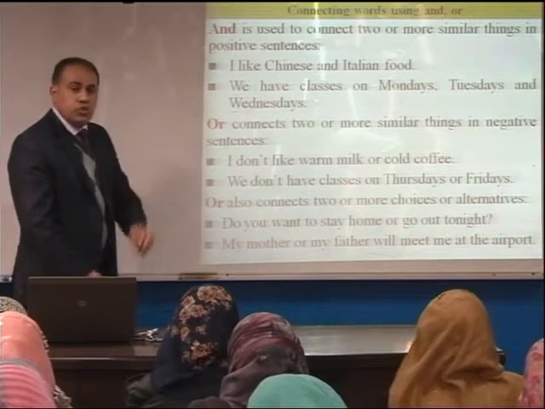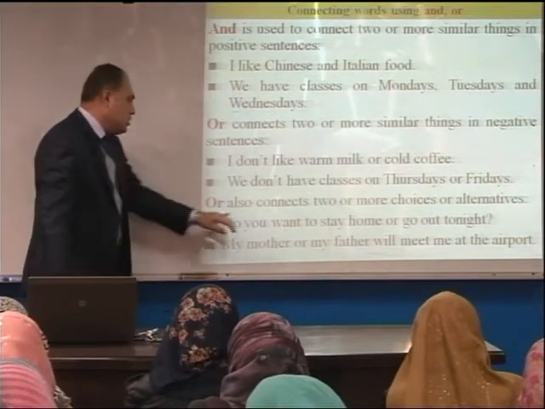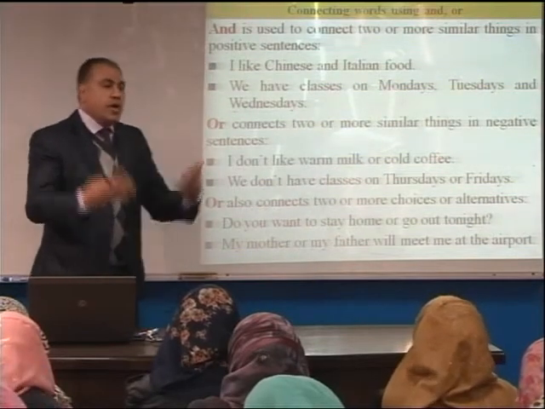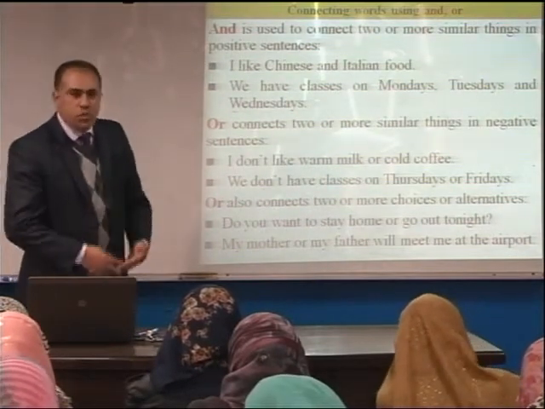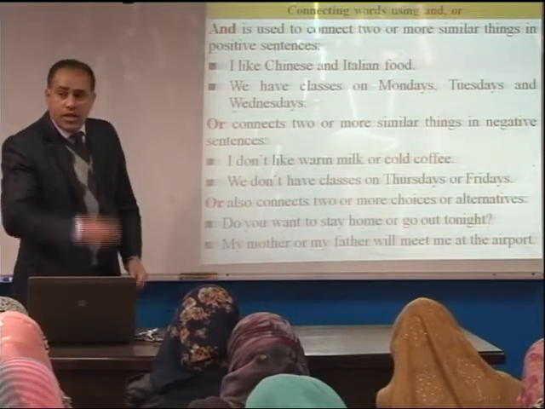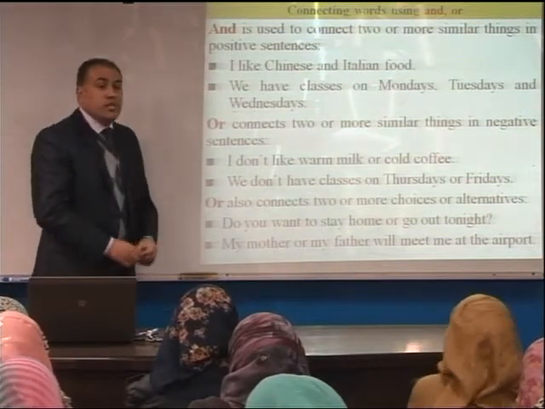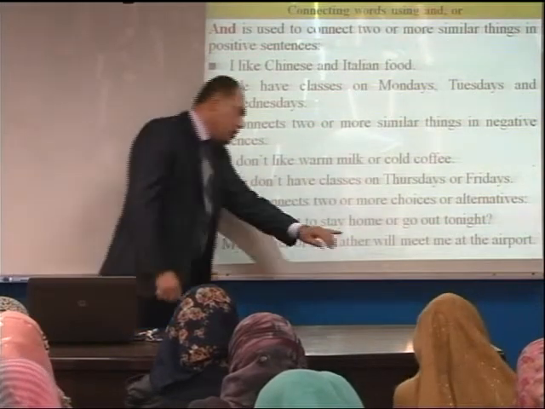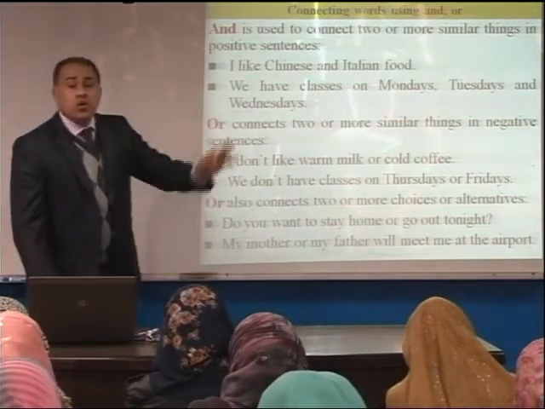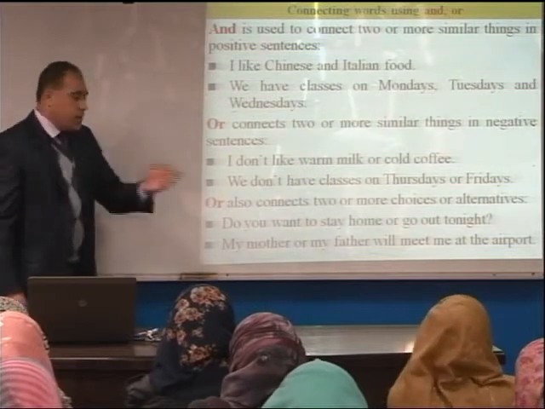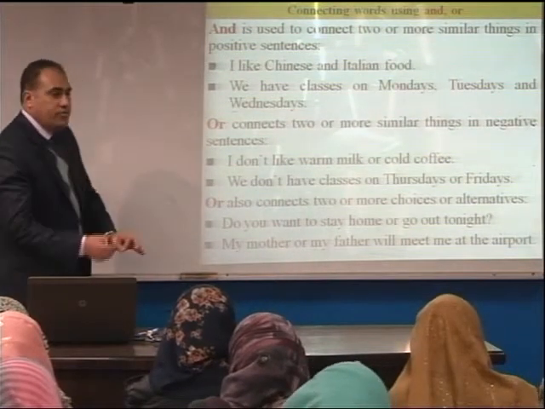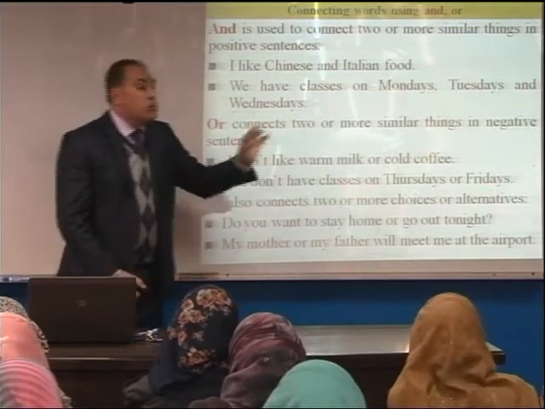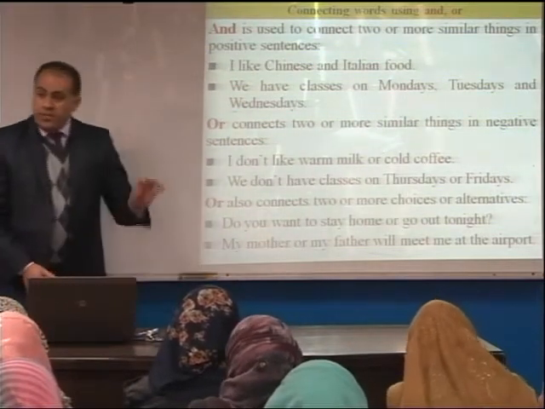There is a second use for or, which is to connect two or more choices. And this is something that we know. When you have more than one option, we can always use or as a linking word between these different choices and options. For example, do you want to stay home or go out tonight? Or another example, my mother or my father will meet me at the airport. So my mother or my father. Is this clear? Yes. Very nice.